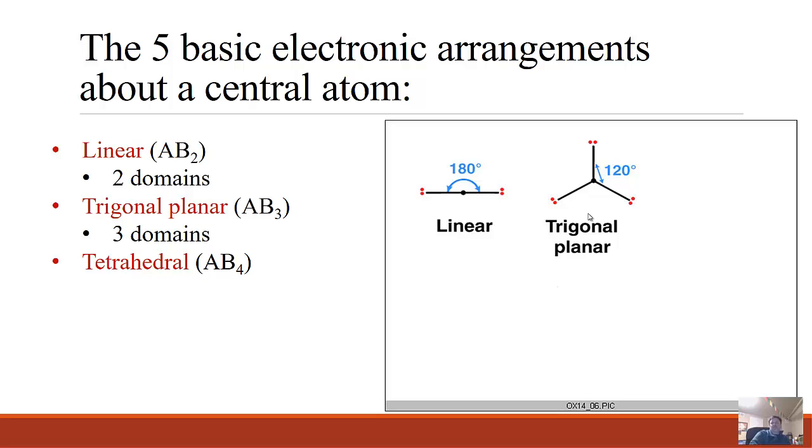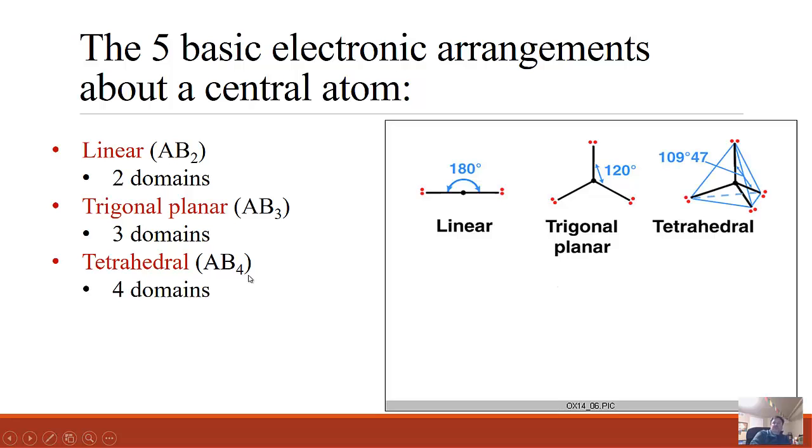Our fourth one is tetrahedral. Or I guess our third one, excuse me. It's AB4, so we have 4 domains, and this is a tetrahedral shape. Now we're going from flat to a pyramidal shape. We've kind of gone 3-dimensional now. And what we see is about 109 degree bond angles.